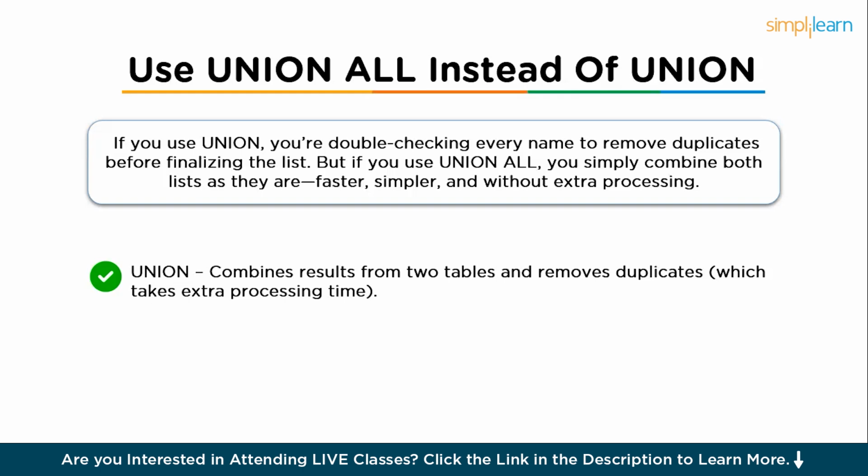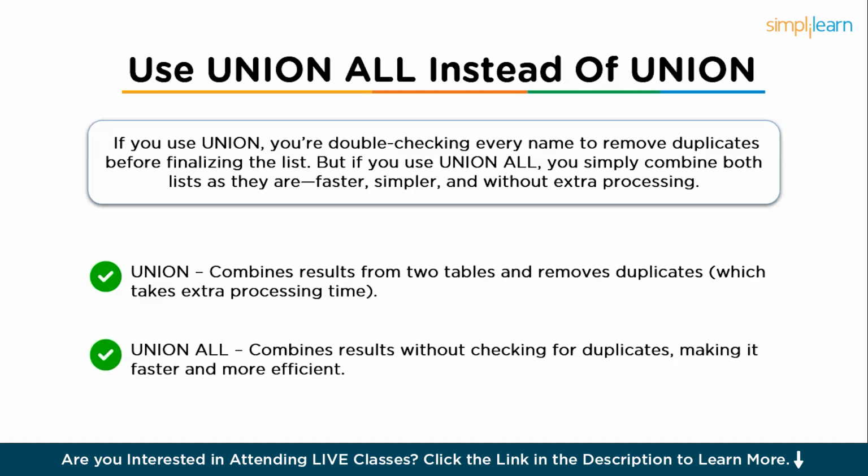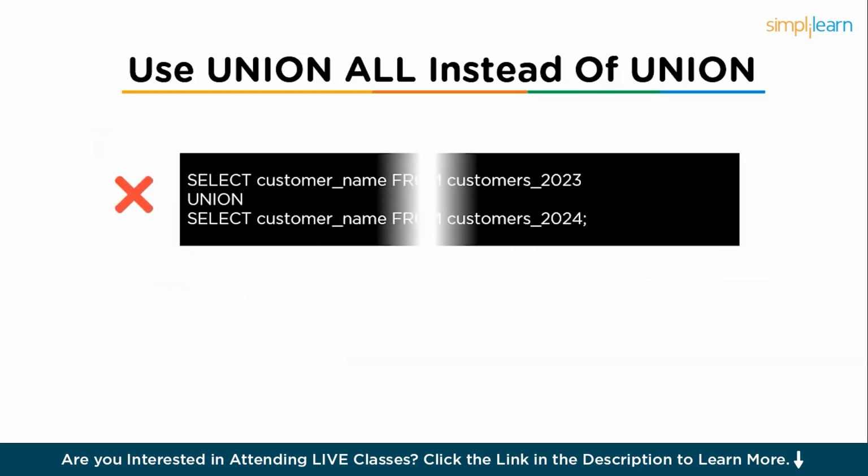So basically, union combines results from two tables and removes duplicates, which takes extra processing time. Union all combines results without checking for duplicates, making it faster and much more efficient. Let's look at an example. Union versus union all in action.